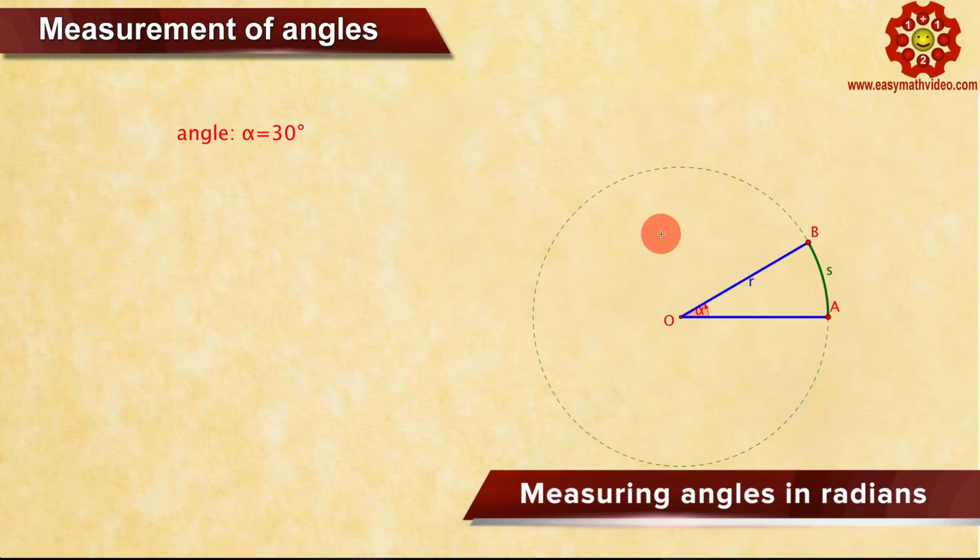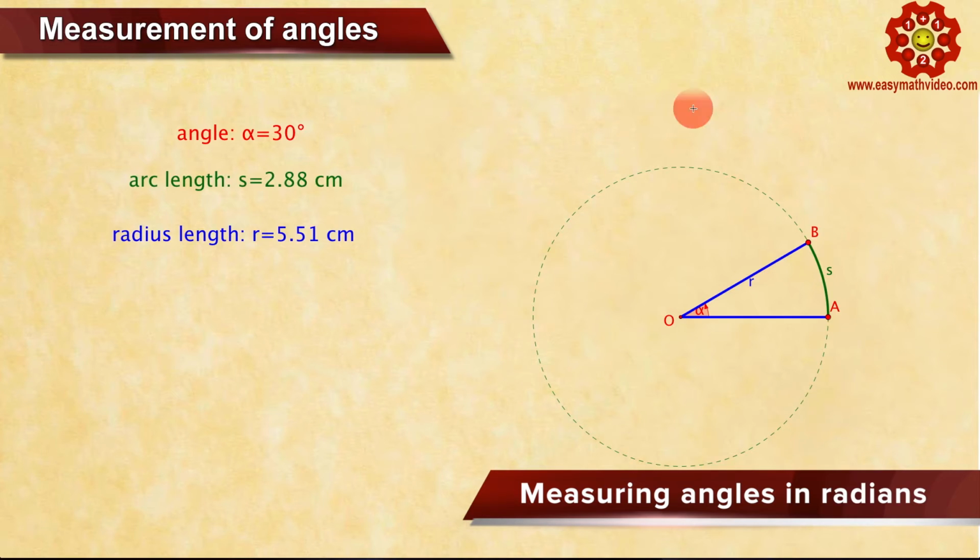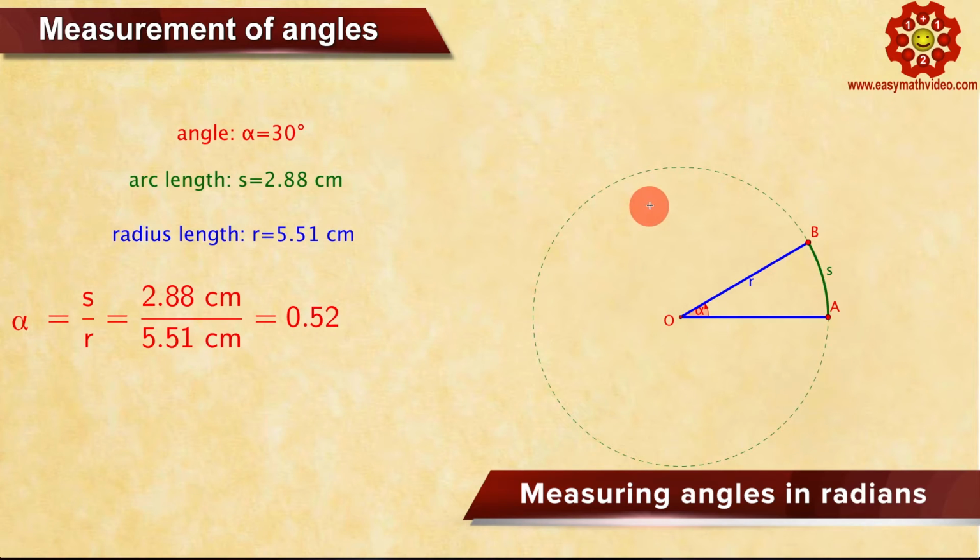Let's look at the length of the radius and the circular arc. It should be noted that the length of the arc is the length of the curve. This means that we should straighten the curve and then measure its length. Now, let's divide the length of the arc by the radius. Let's see how this quotient changes if we change the radius and the angle.